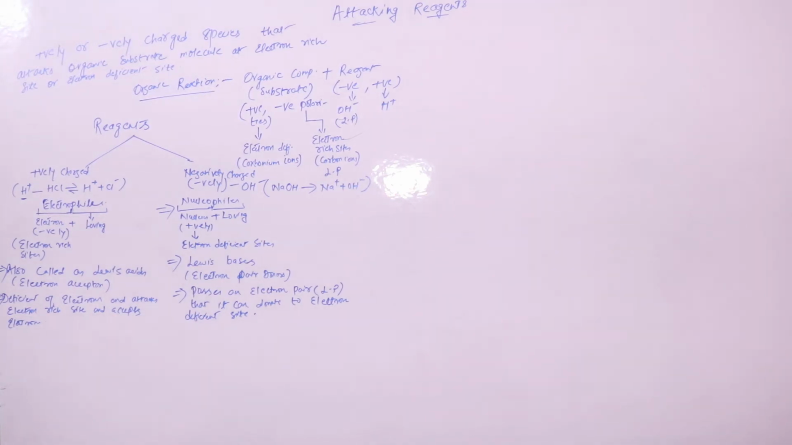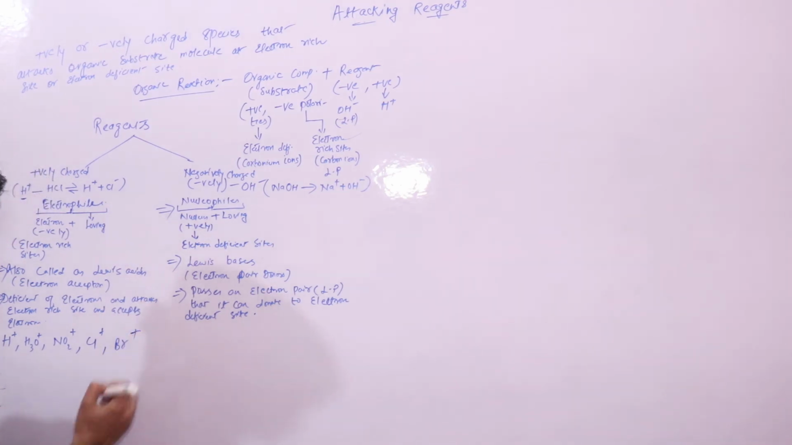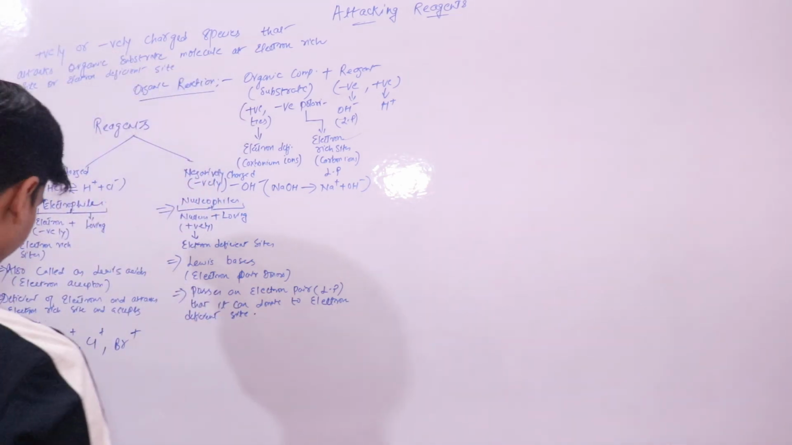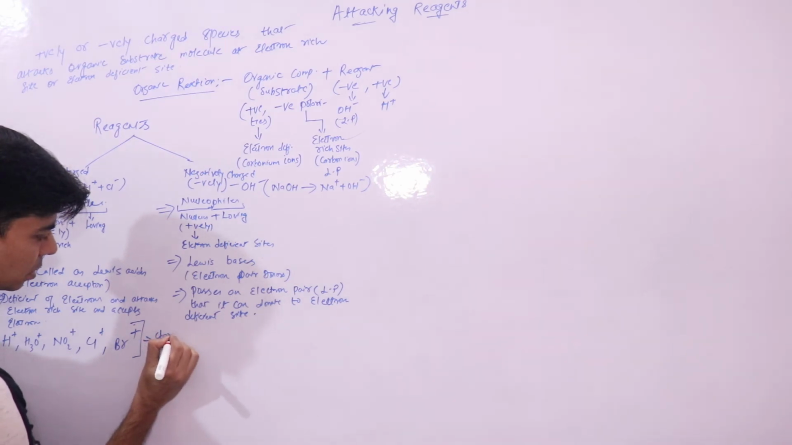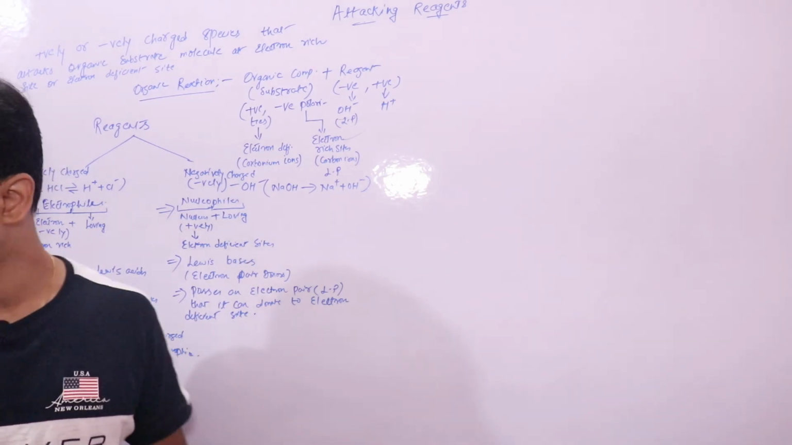We have, like we've talked about before, hydronium ions, NO2 plus. We know all these are electron deficient compounds, electron deficient reagents. Then we have chloronium and bromonium. All these can act as electrophiles in organic reactions. These are charged electrophiles. Now there are certain neutral electrophiles also.